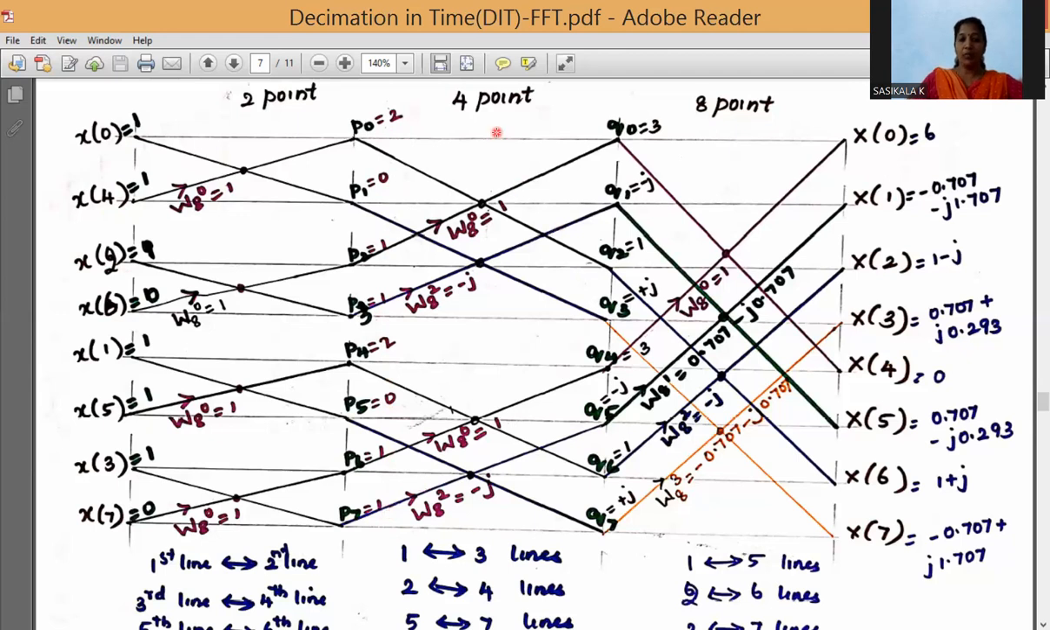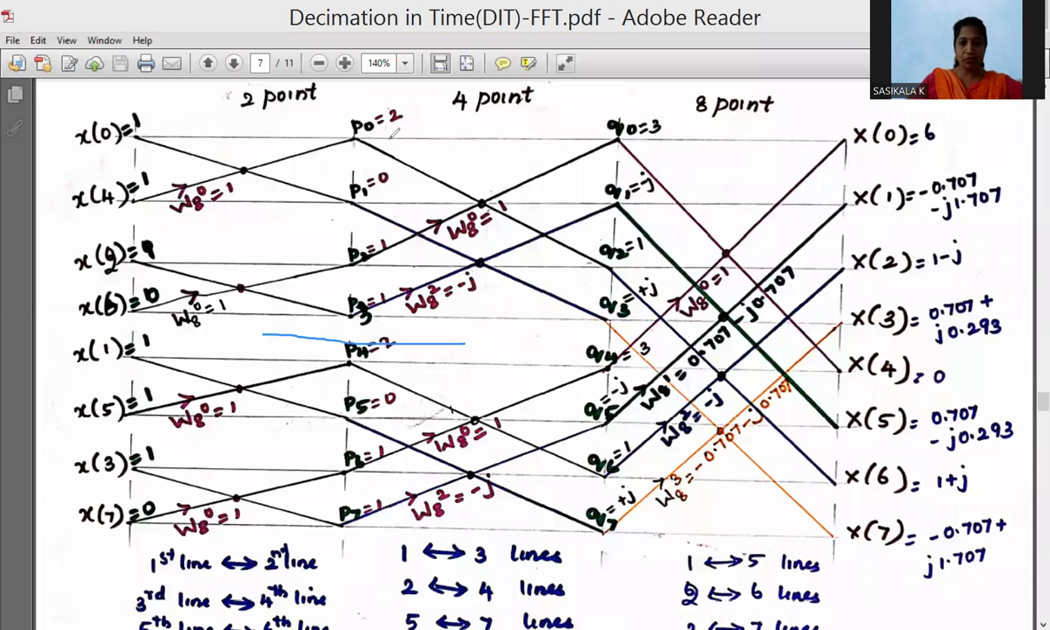Now come to 4 point. In the 4 point, you have to consider 4 inputs. If it is 2 point, we consider only 2 inputs, and when it comes to 4 point, you have to consider 4 inputs. So divide this 8 point into 2 sections.